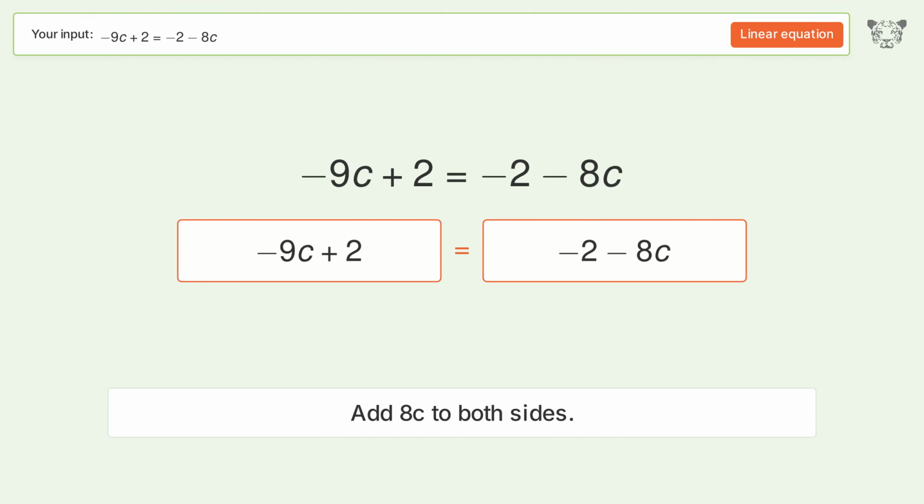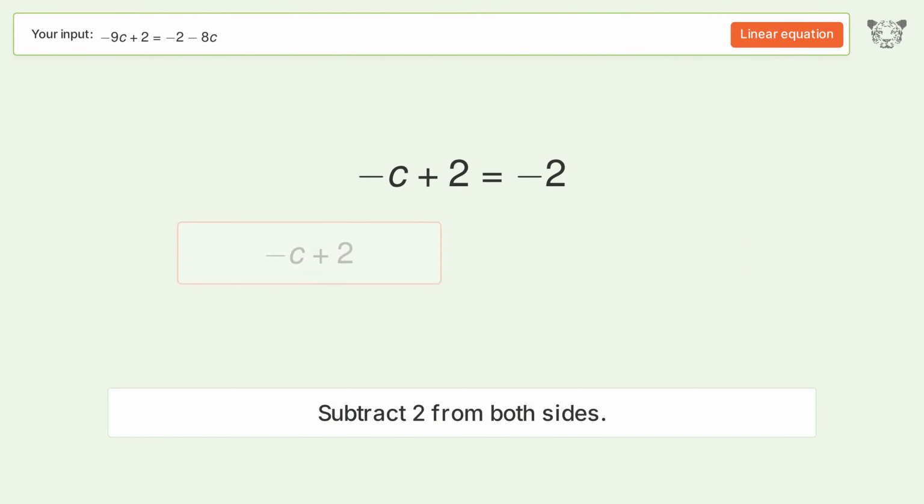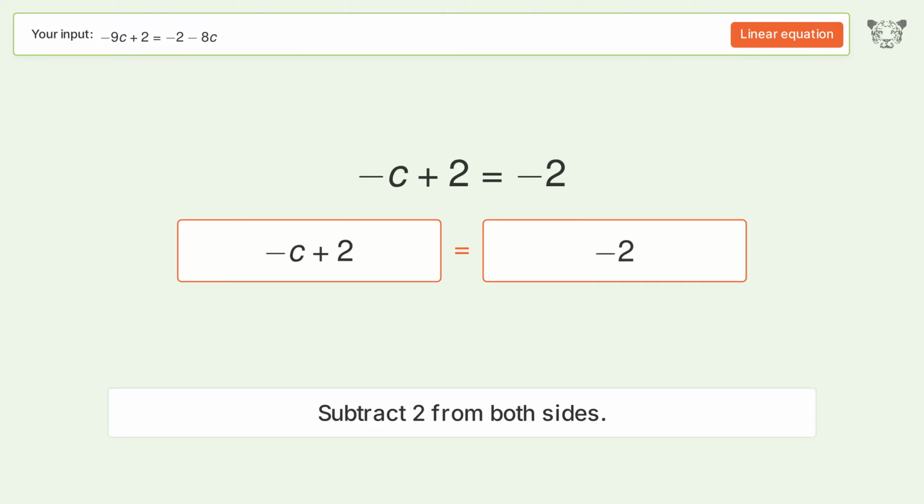Add 8 times c to both sides to collect the variable terms on the left. That gives negative c plus 2 equals negative 2. Subtract 2 from both sides so the variable term stands alone. That gives negative c equals negative 4.